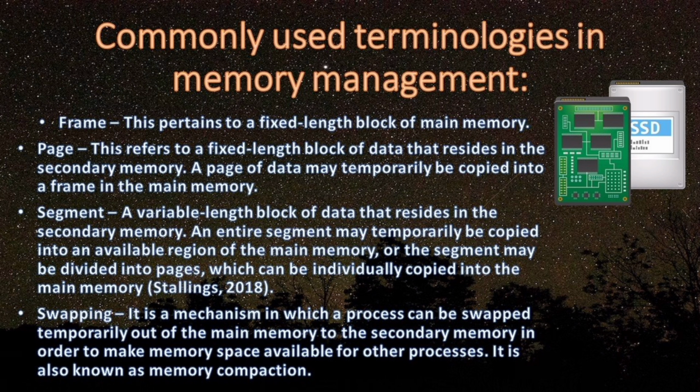Fourth bullet, swapping. It is a mechanism in which a process can be swapped temporarily out of the main memory to the secondary memory in order to make memory space available for other processes. It is also known as memory compaction.